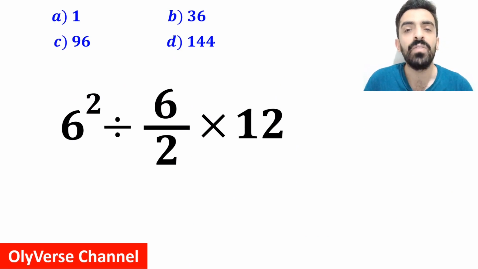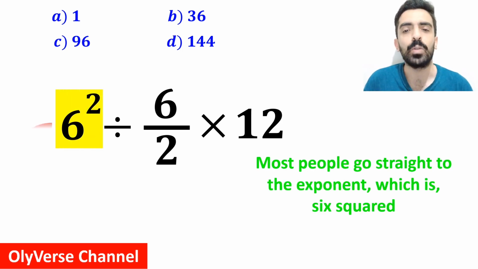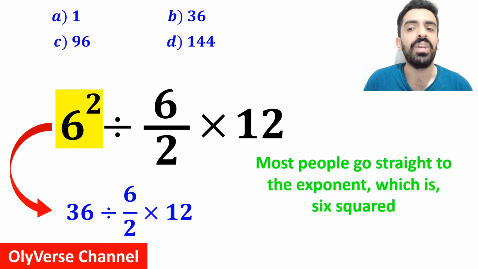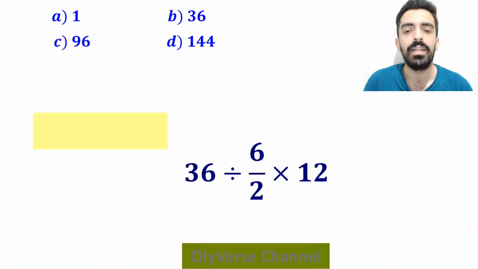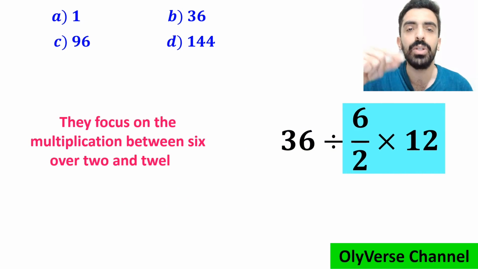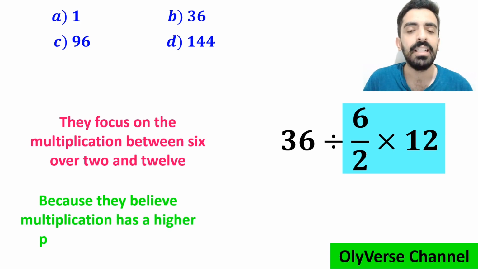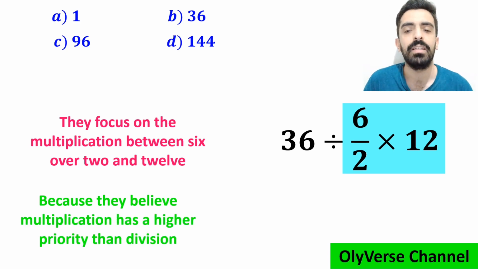In the first step of solving this question, many people go straight to the exponent, which is 6 squared, and write this expression as 36 divided by 6 over 2 multiplied by 12. In the next step, they focus on the multiplication between 6 over 2 and 12 because they believe multiplication has a higher priority than division.